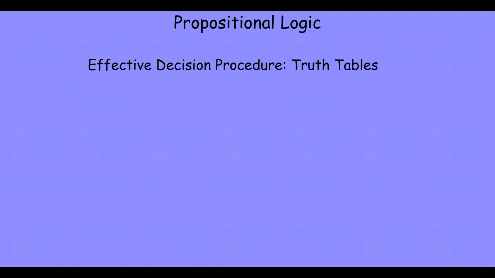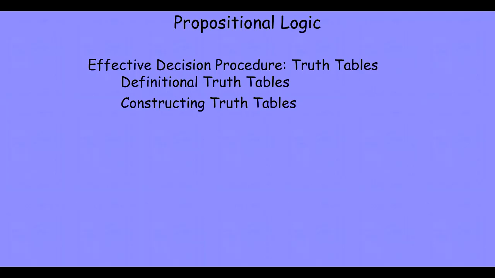In order to use our effective decision procedure, in order to use truth tables, we're going to have to get definitional truth tables, and we'll have to know these truth tables. They tell us what each of our compound statements says, the truth value every different way the world could be. And then we'll have to use those definitional truth tables to construct truth tables for the various statements and arguments that we want to evaluate. We'll see the truth tables are a very versatile procedure.